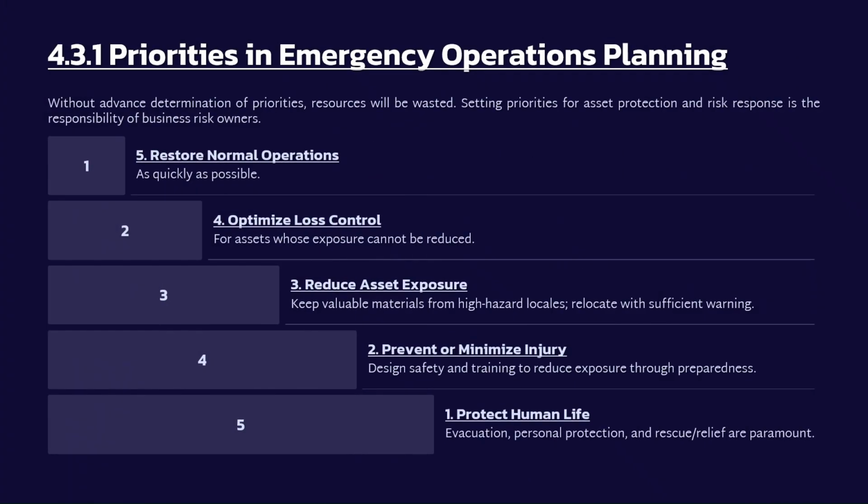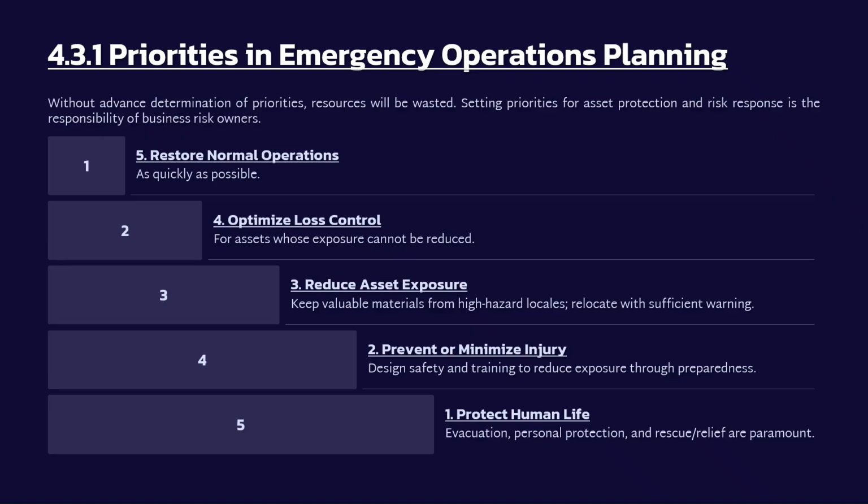When an emergency occurs, time and resources are limited, so organizations must establish clear priorities for response actions. The first priority is protect human life. The safety of employees, visitors, and responders must always come first. Evacuation, personal protection, and rescue efforts take the highest priority. The second priority is prevent or reduce injury. Emergency procedures should be designed and practiced so that they minimize exposure to hazards and prevent additional harm. The third priority is reduce asset exposure. Where possible, organizations should protect critical equipment and facilities from damage, especially high-hazard locations or sensitive assets.